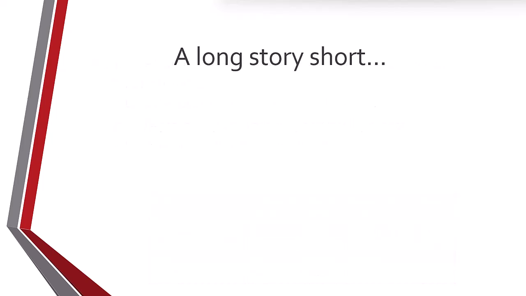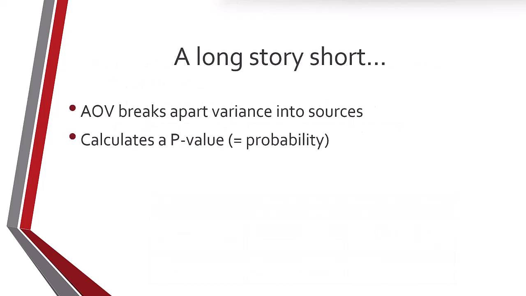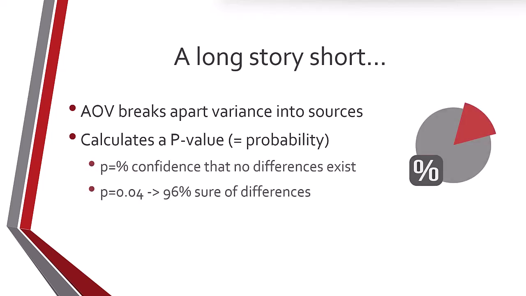To summarize, the AOV analysis breaks apart the variance of observations into sources, then calculates a p-value as the result. Remember, a p-value is a probability. The AOV p-value is the probability that no differences in treatments exist. So a p-value of 0.04 means we are 96% confident that there are significant differences between treatments.